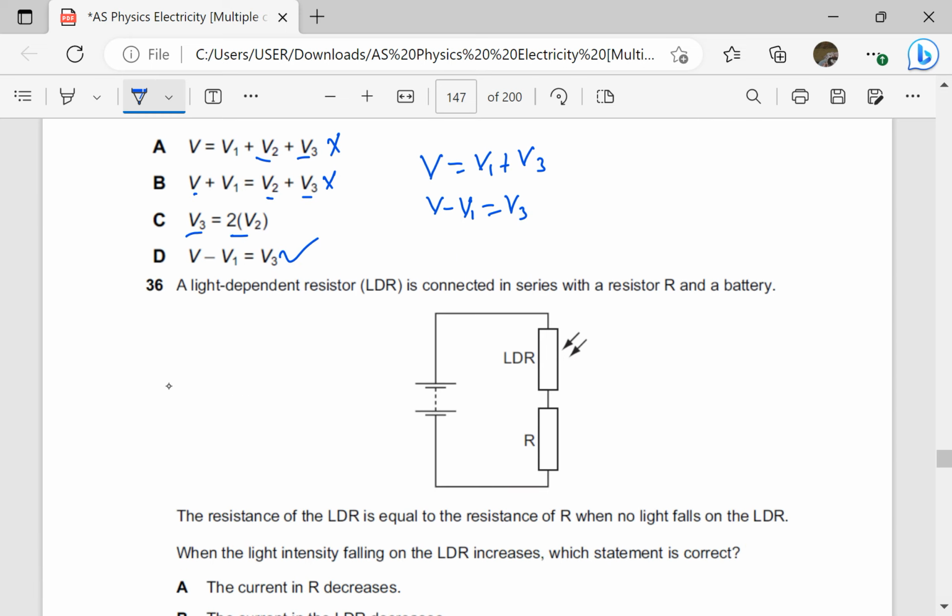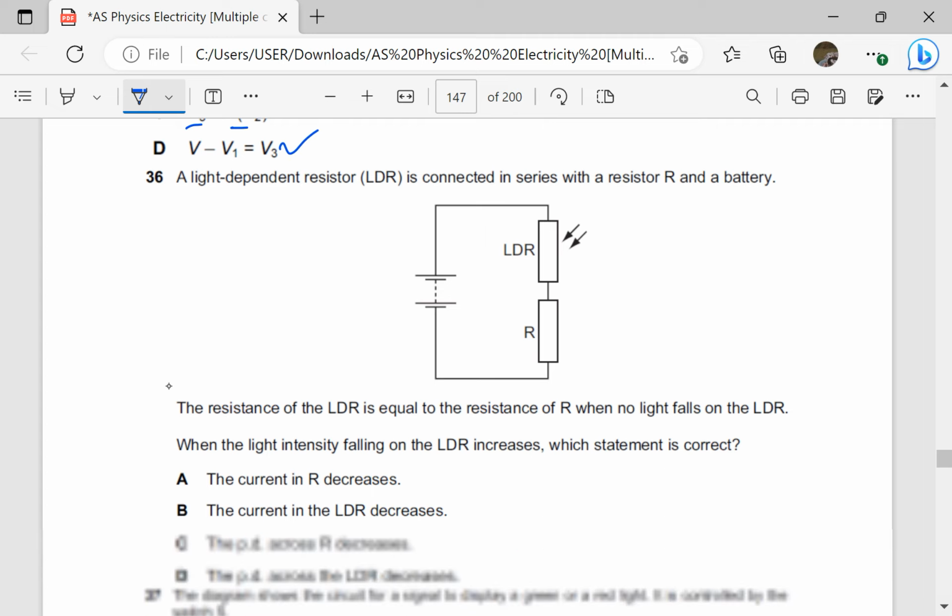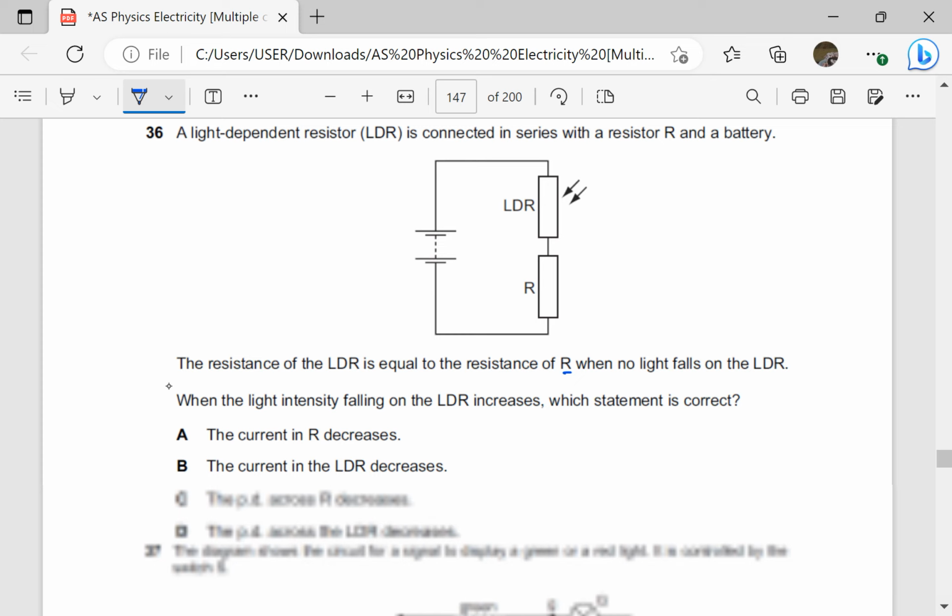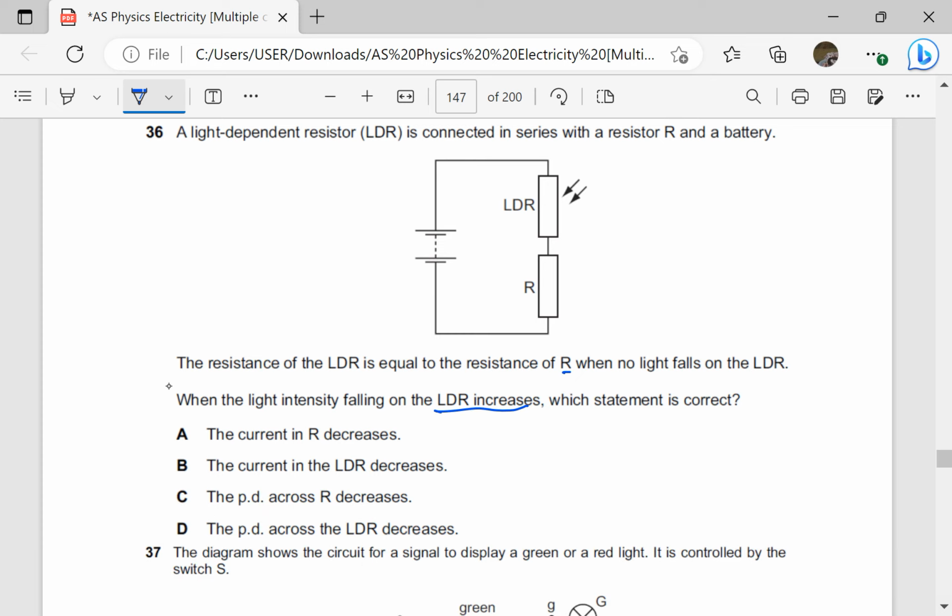A light dependent resistor is connected in series with a resistor R and a battery. The resistance of the LDR is equal to the resistance of R when no light falls on the LDR. When the light intensity falling on the LDR increases, that is obvious, the resistance of the LDR is going to decrease, which means the PD across the LDR is also going to decrease. Therefore, the PD across R, because this is constant, must increase because the sum should be equal to EMF. So which statement is correct?